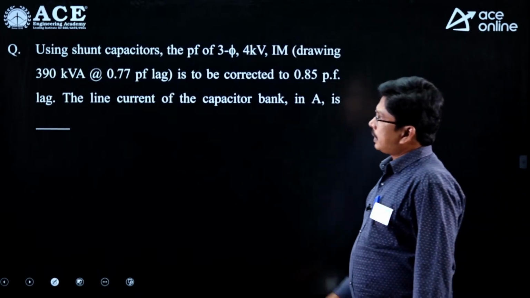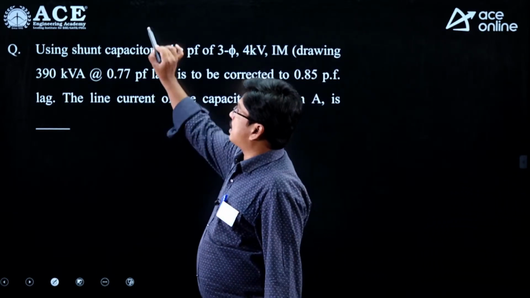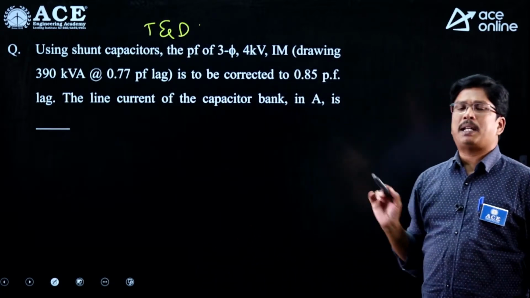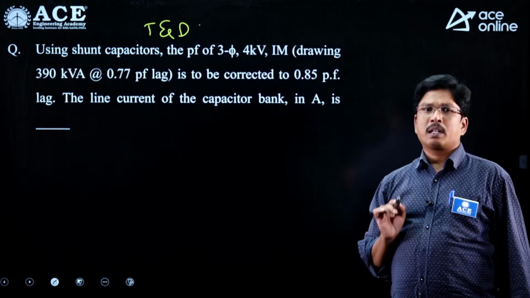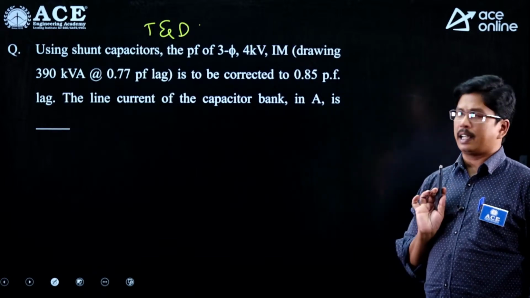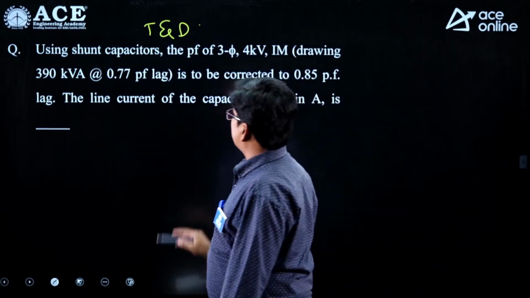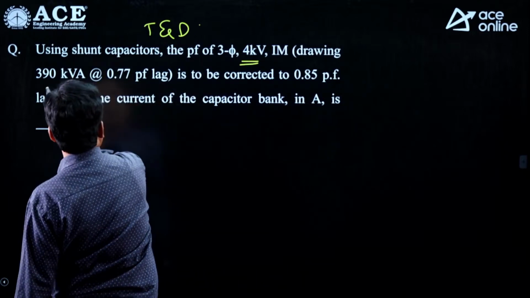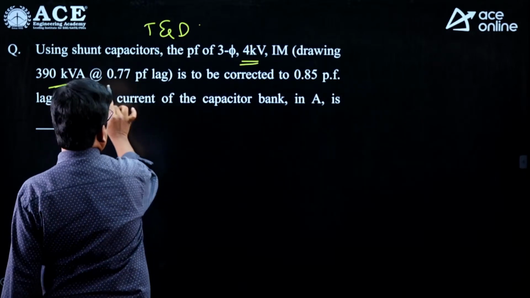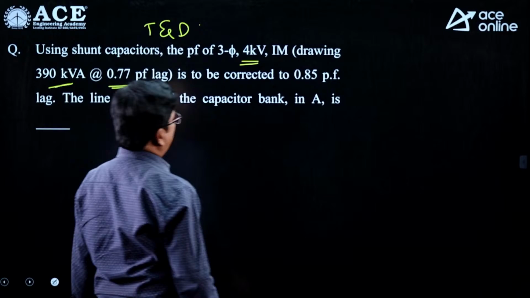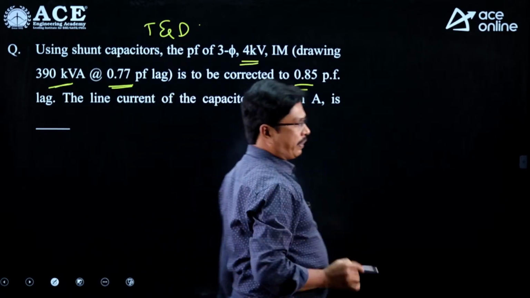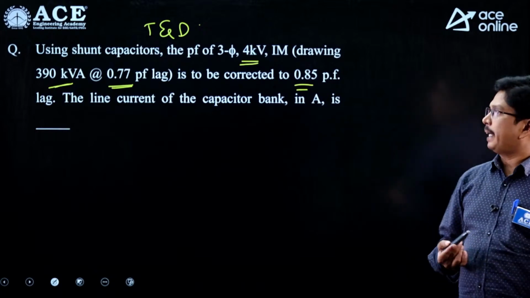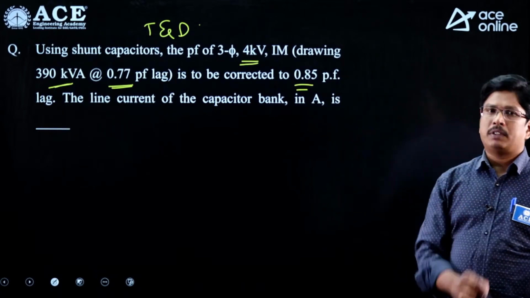Right, students? So again, a question from transmission and distribution. Right? So very, very simple question, asked many times. The only thing is here they are asking for the line current. Using shunt capacitors, the power factor of a 3-phase 4 kilovolt induction motor drawing a power of 390 kVA at an initial power factor of 0.77 lag should be improved to 0.85. So the initial power factor is 0.77, it should be improved to 0.85. And what is the line current of the capacitor?